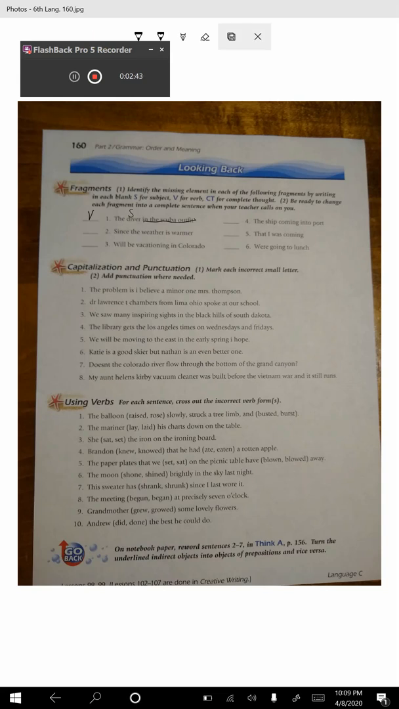Since the weather is warmer. We do have the subject. We do have a verb. That's still not a complete thought. Identify the missing elements and then by writing in the blank subject. Be ready to change the fragment into a complete sentence. This is still a fragment though, but it's really not missing anything. Let's see what they write in my book. Oh, they write that as a complete thought.